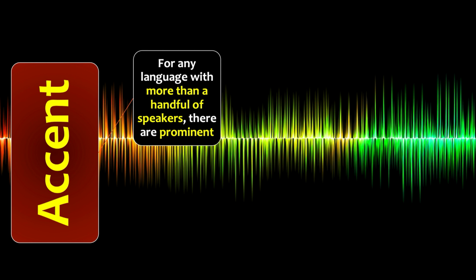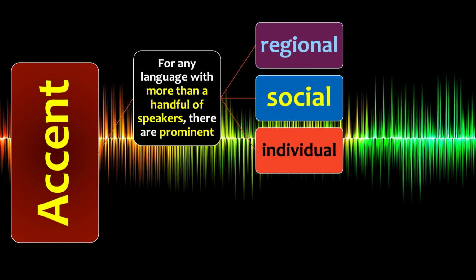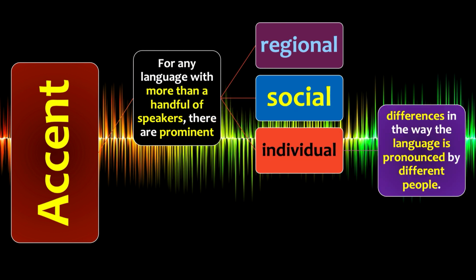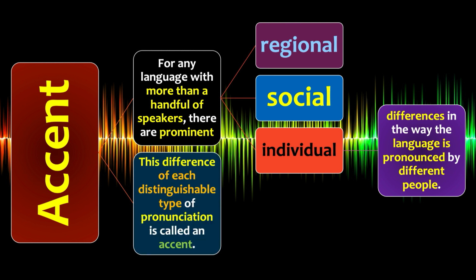We continue our discussion. What is accent? For any language with more than a handful of speakers, there are prominent regional, social, and individual differences in the way the language is pronounced by different people. This difference of each distinguishable type of pronunciation is called an accent.